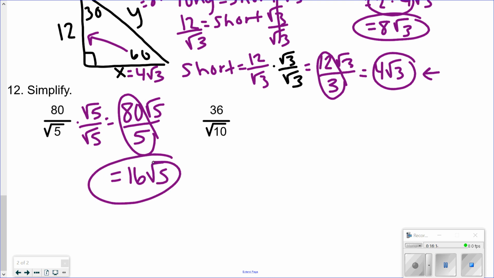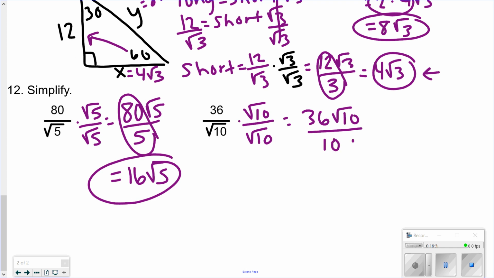Our next problem, 36 divided by the square root of 10. So what am I going to multiply this by? Well, I'm going to multiply it by radical 10 over radical 10. So when I simplify this, I get 36 radical 10 divided by 10.